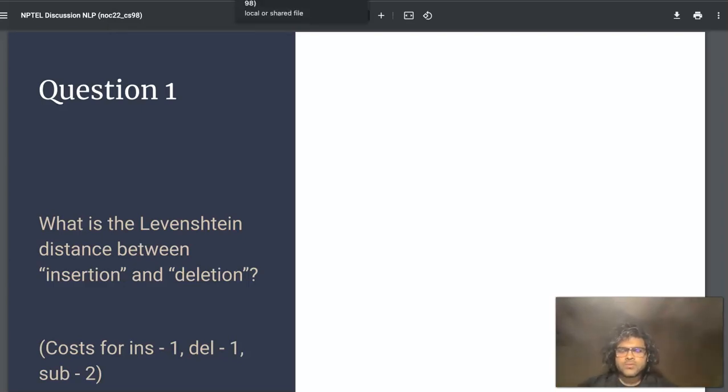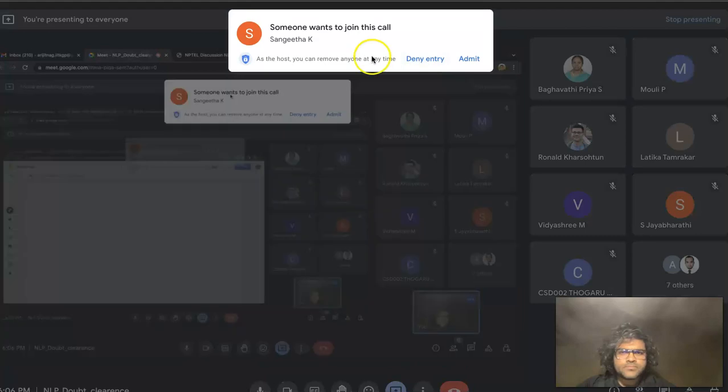Okay, so let's start with the week 2 topic. You have already learned about the Levenshtein distance. When you have a word and the word is misspelled, then you need to rectify the word.